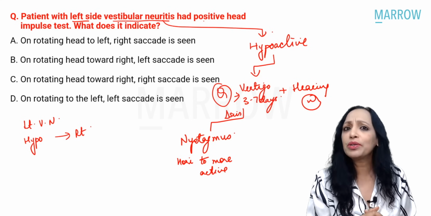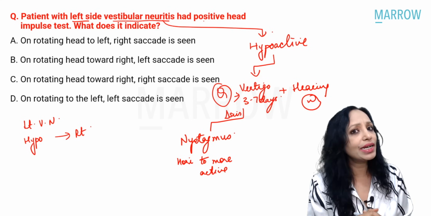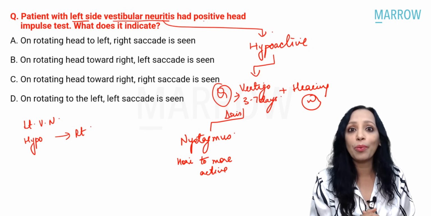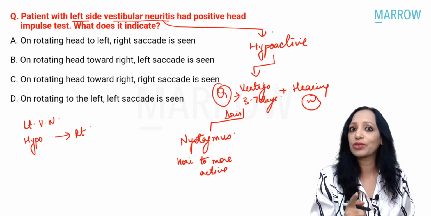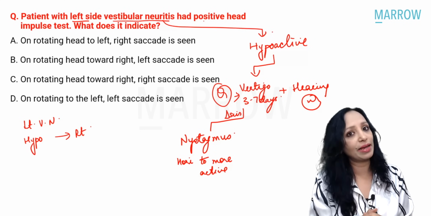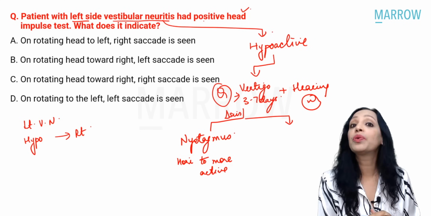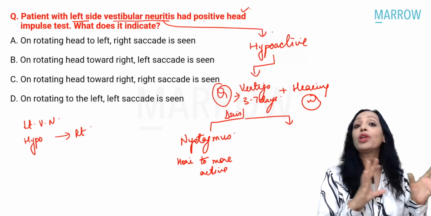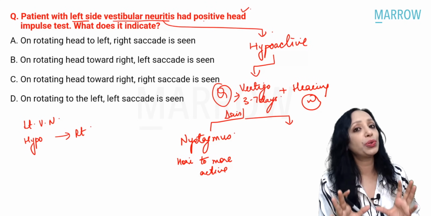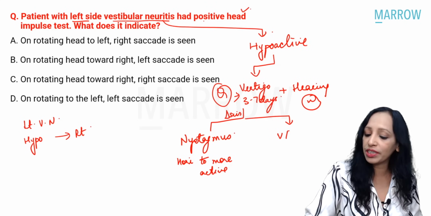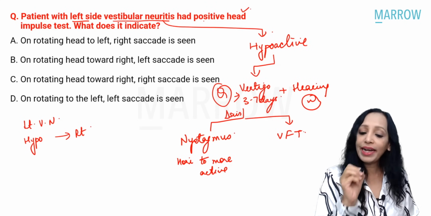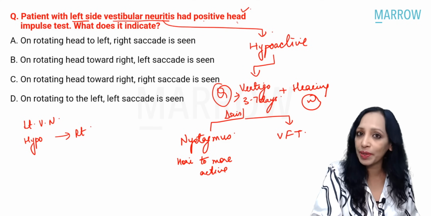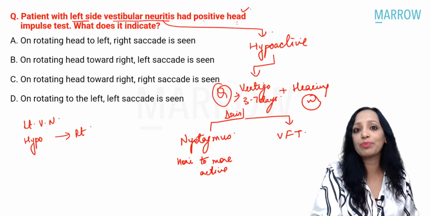And also, can you tell me what the direction of nystagmus is? Is it the fast component or the slow component? Yes, very good. It is the fast component. Again, that is a question of your exams. Also, whenever a patient comes to us with vertigo, we need to find out whether it is a peripheral or a central lesion, which we can do by the vestibular function test. So this head impulse test, which has been mentioned in the question here, is one of the vestibular function tests.